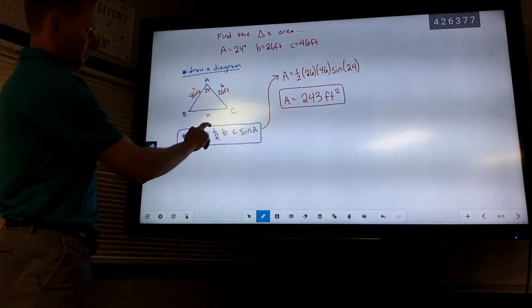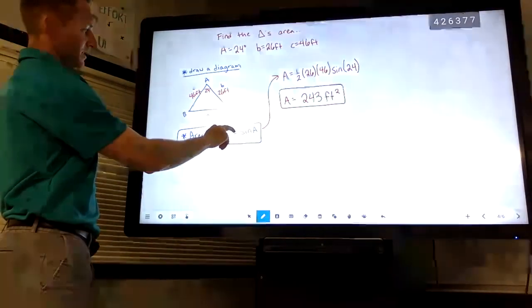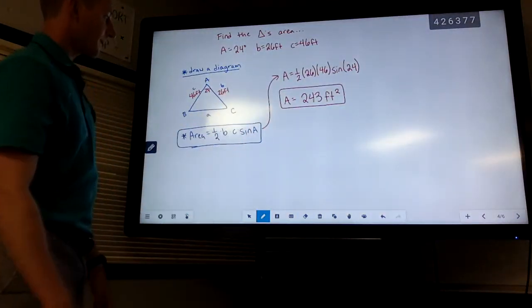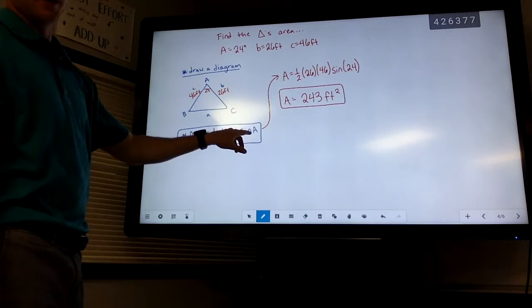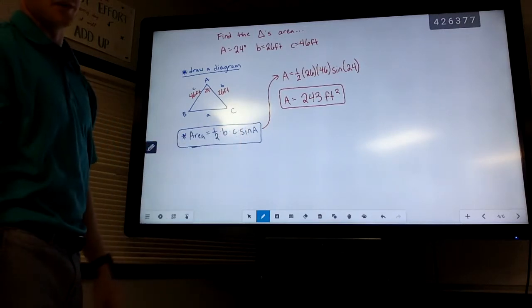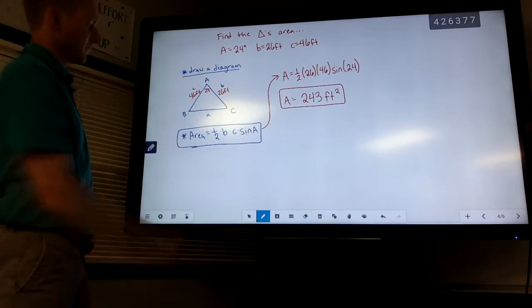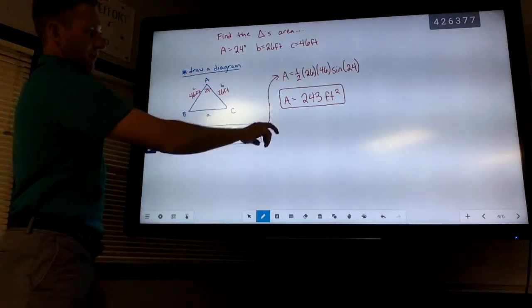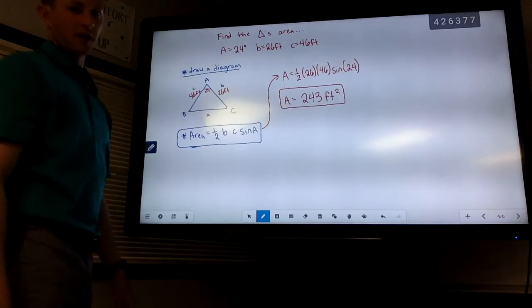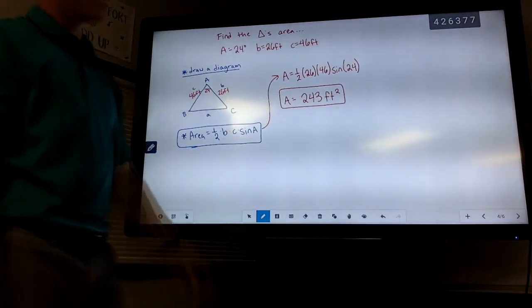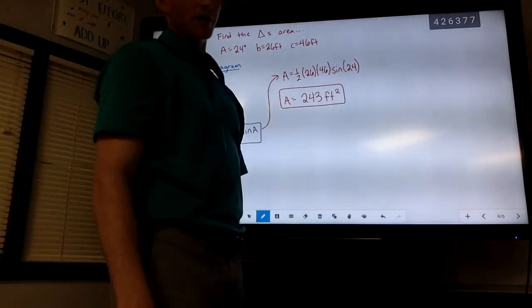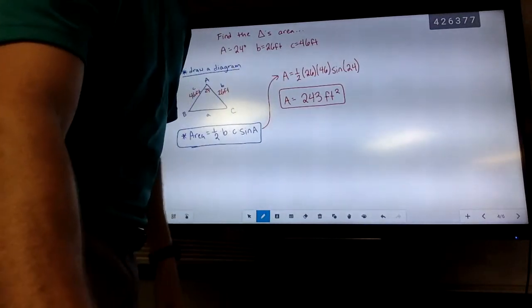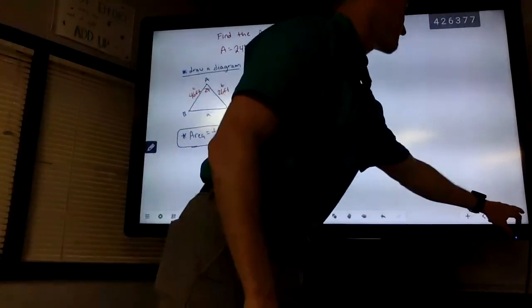So our area is 1/2 times B times C times sine A. And you can mix around these variables if you have to, if you have different givens. But these are just the givens that we have. So as you can see, we just plug them into our equation, type it into the calculator, and off we go. Make sure for our label we have feet squared or inches squared or whatever unit they tell us.